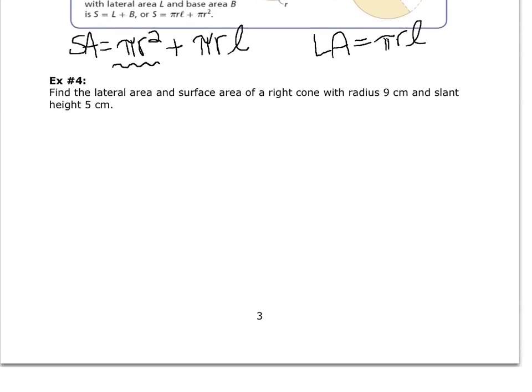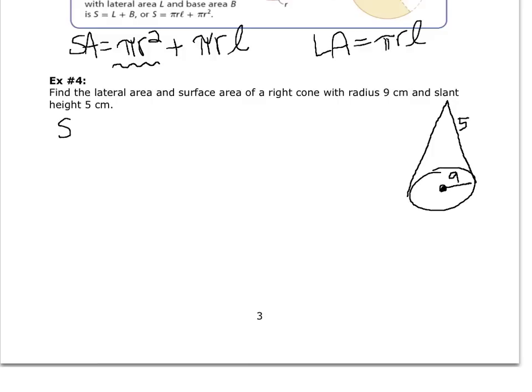Okay, let me go through a couple of these with you. Find the lateral area and surface area of the right cone with a radius of 9 centimeters and slant height of 5. So let's draw a picture. Circle with the center. And then let's try to draw a cone. So I've got the radius labeled as 9. And then I want the slanted height, so I want the outside. I want that 5 right there.